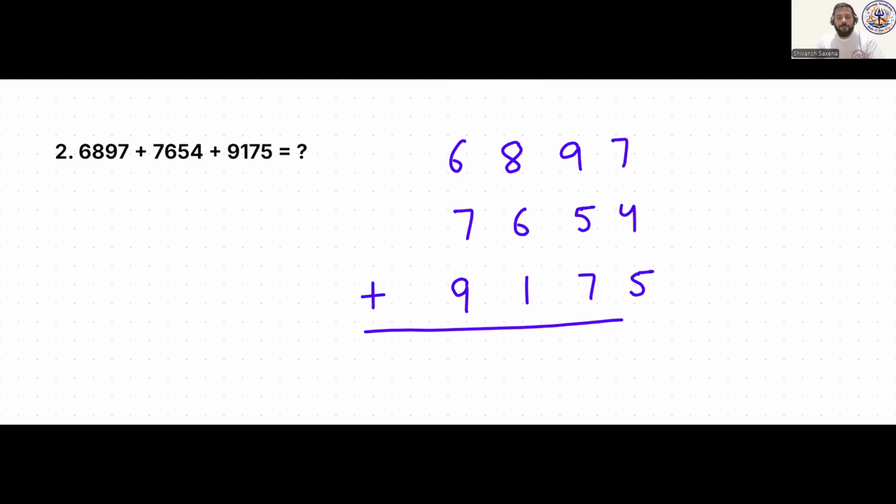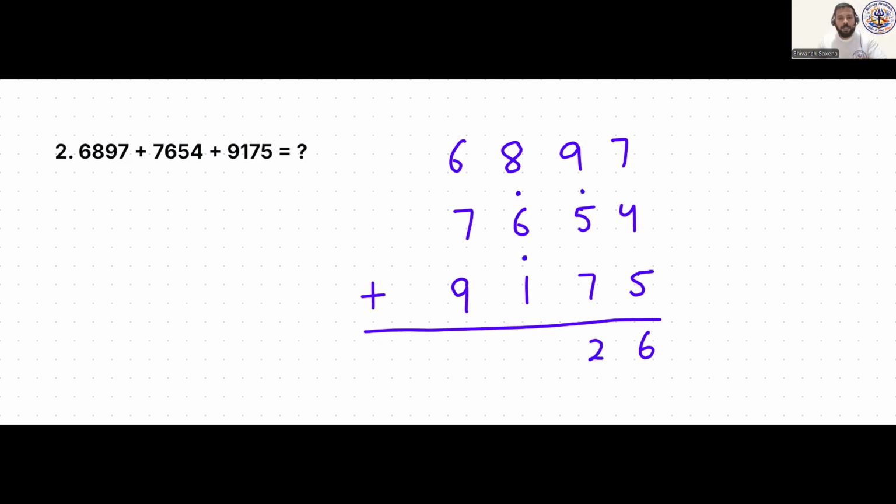Now, 7 add 4 is 11, greater than 10. I put the dot over here. Excess of 11 is 1, 1 add 5. Moving to the next column, 9 add 1 makes 10. I put the dot over here. Excess of 10 is 0. 0 add 5 is 5. 5 add 7 is 12. Excess of 10, again I write down the 2 and put the dot over here.